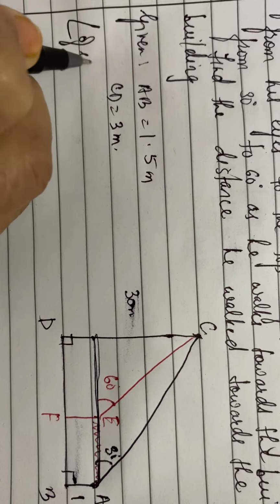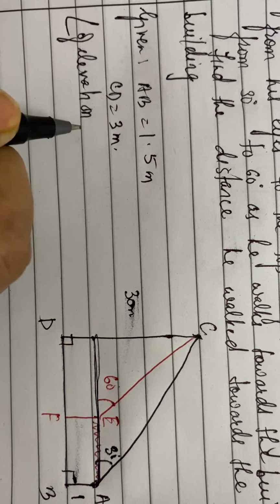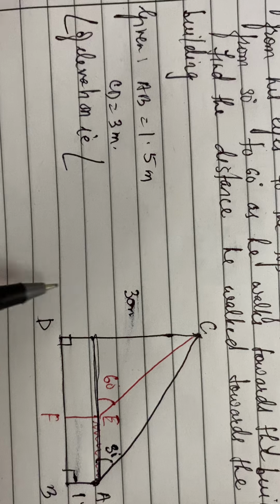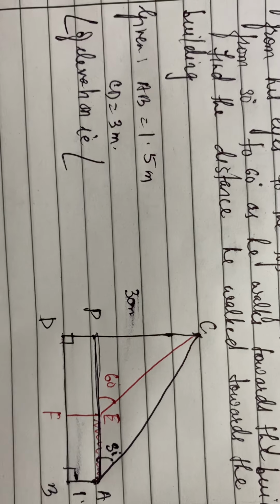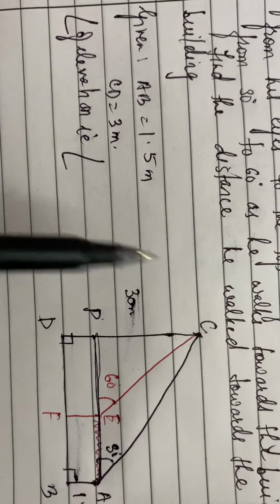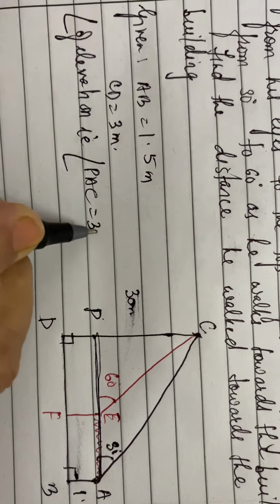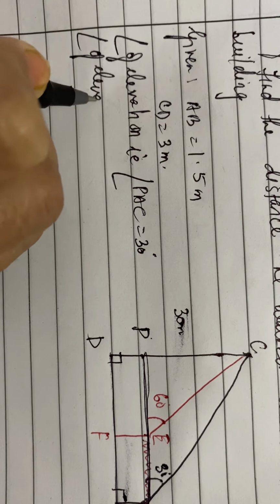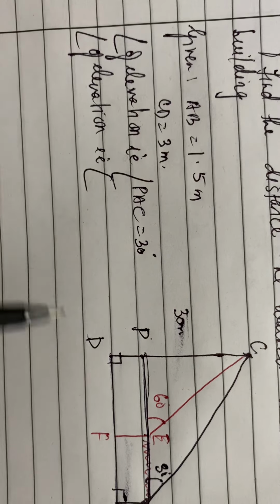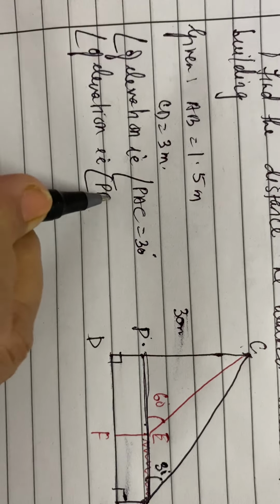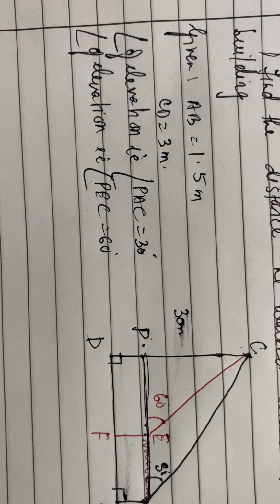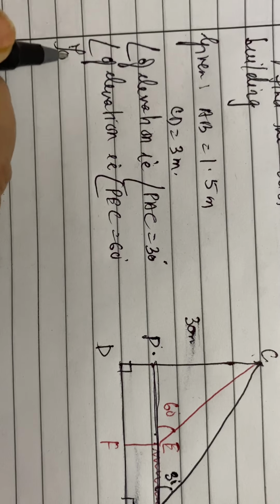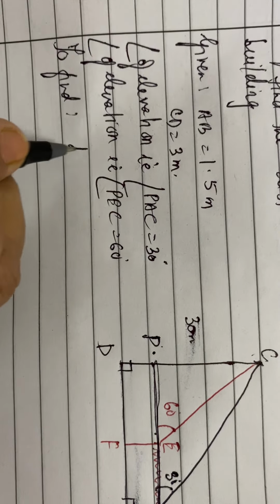Angle of elevation, here we take a point, say P. So angle PAC is equal to 30 degrees. Second angle of elevation, that is angle PEC, is equal to 60 degrees. What do we have to find out? We have to find out the distance EA.